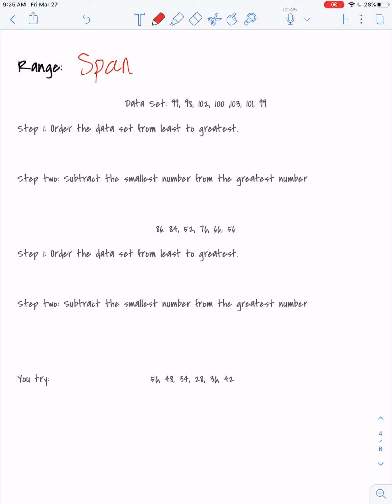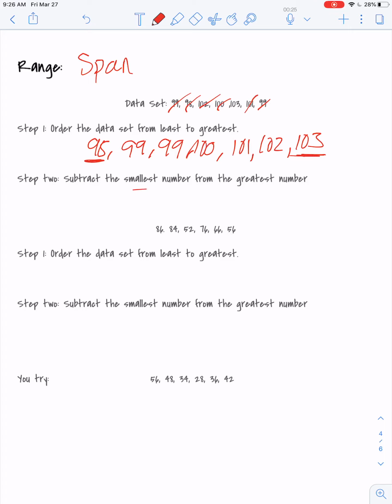So our smallest number is 98, then we have 99, 99, 100, 101, 102, 103. So we have our smallest number of 98 and our largest number of 103. So we're going to take 103 minus 98 to find our range.